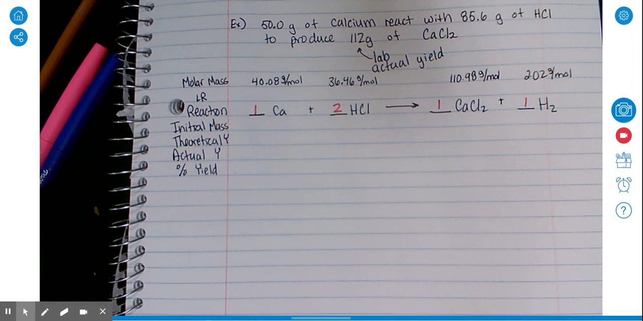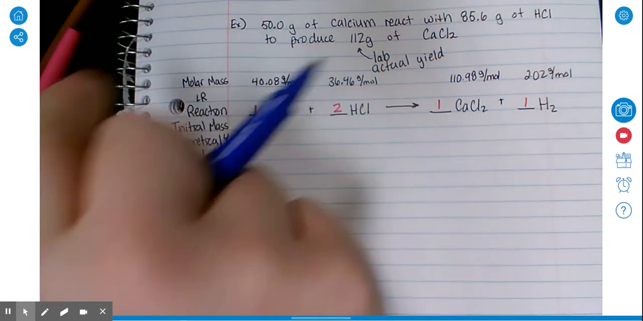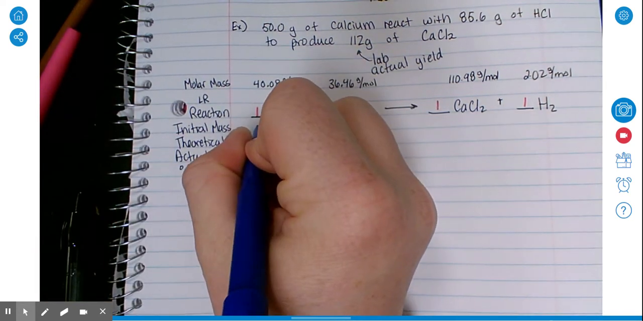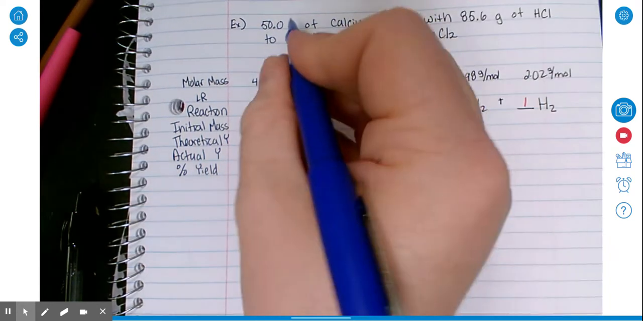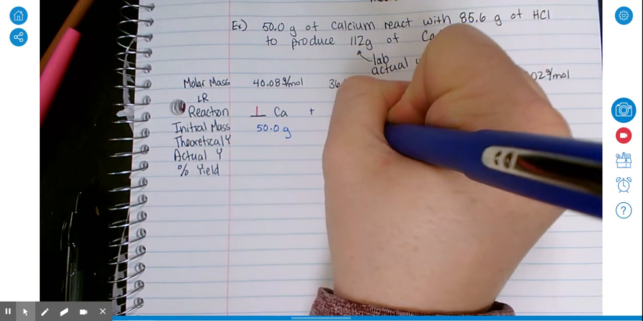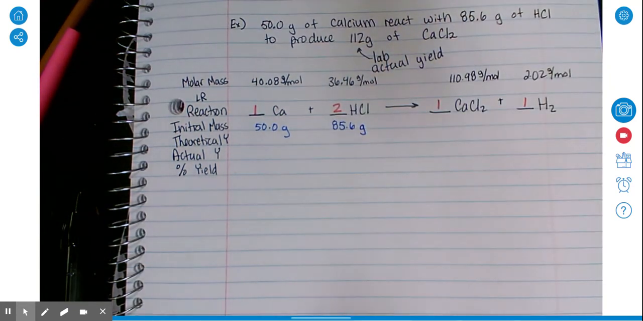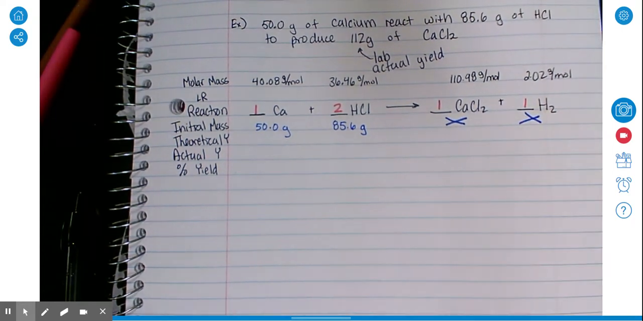Nothing changes. You're still going to fill out the table the same to start off with. So still fill out your initial values. I'm going to start with 50.0 grams of calcium and 85.6 grams of HCl. I'm not going to have an initial mass for the products.